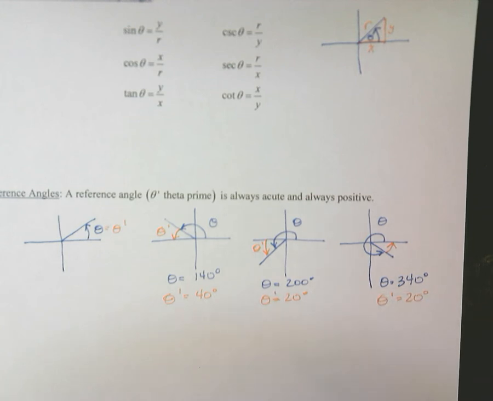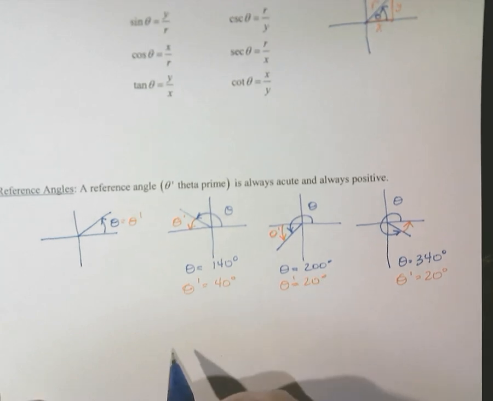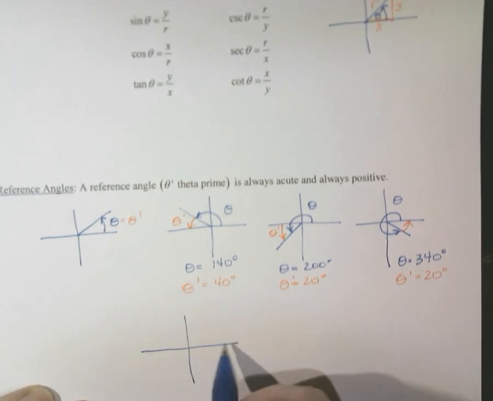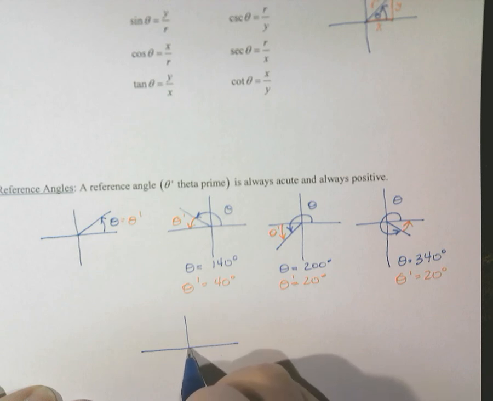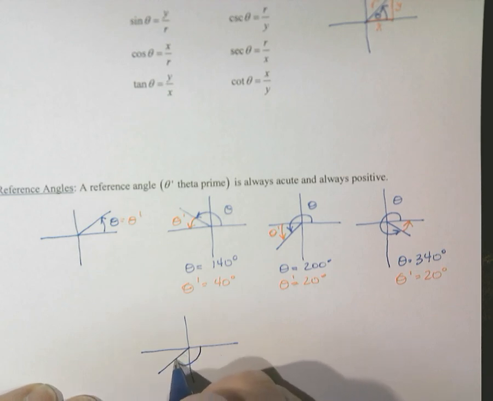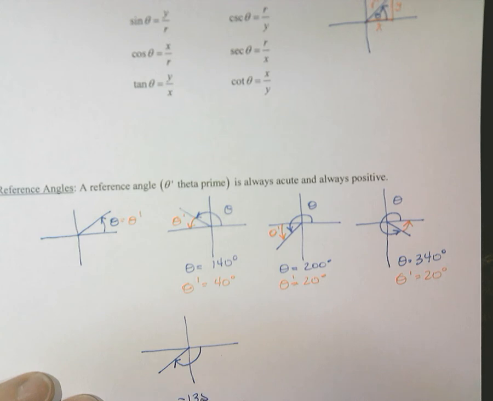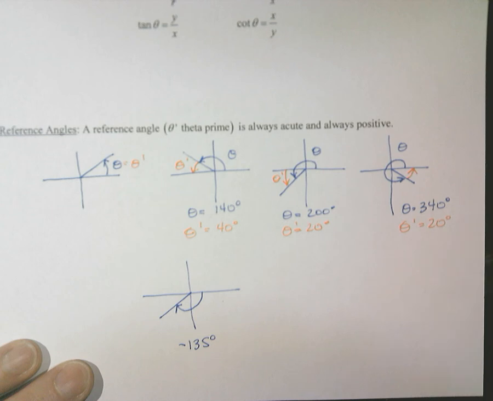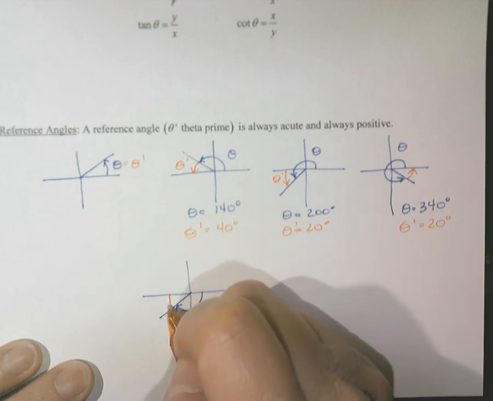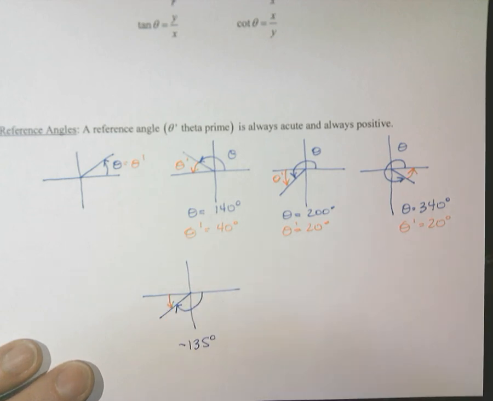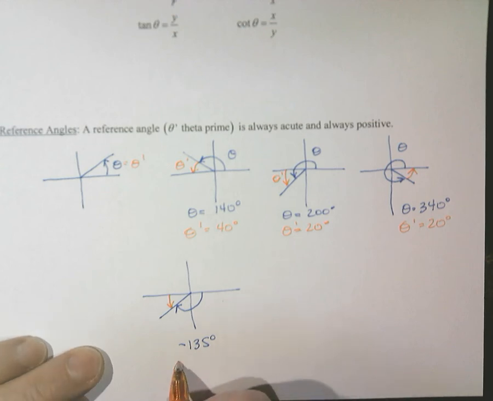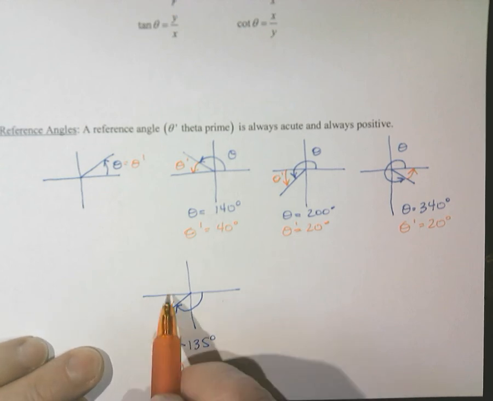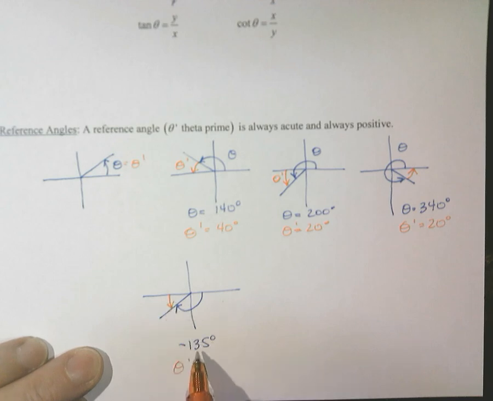And it works also if you have negative angles. I'll give you one example. So if I had a negative angle here, let's say that's negative 135 degrees. The positive direction is going to go that way, and is closest to the x-axis. So that means theta prime is going to be this distance here. This distance is 180 degrees minus 135 degrees. So it's 45 degrees.